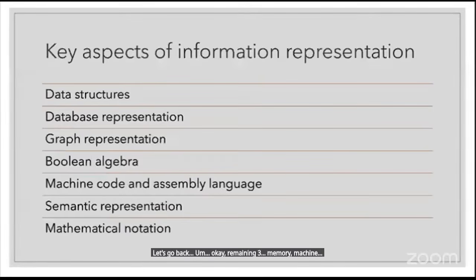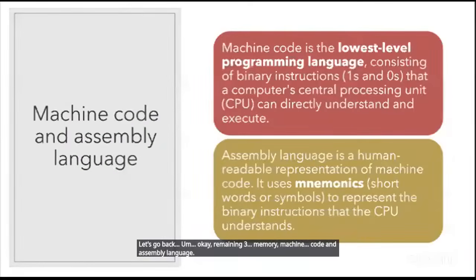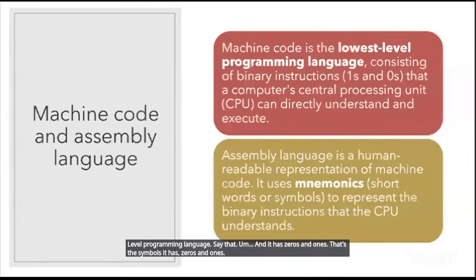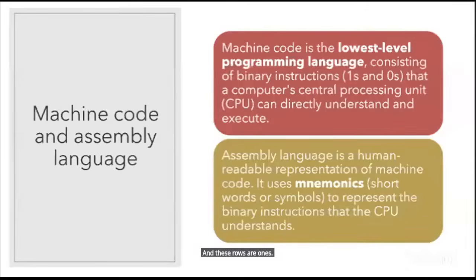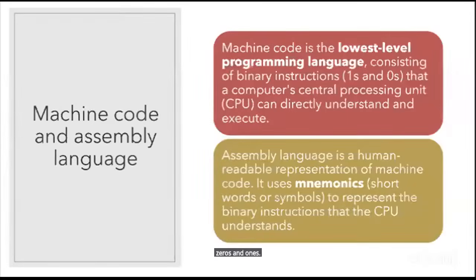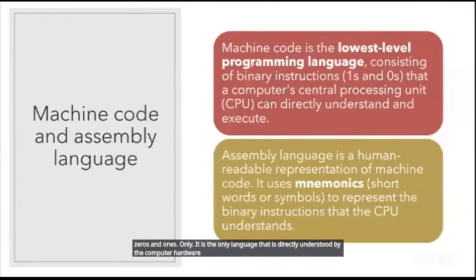machine code and assembly language. We've been hearing about it since. Machine code is the lowest level programming language. Said that. And it has zeros and ones. Those are the symbols. These zeros and ones are what the computer CPU can directly understand and execute. Your central processing unit of the computer can only understand zeros and ones. It is the only language that is directly understood by the computer hardware without needing any translation.